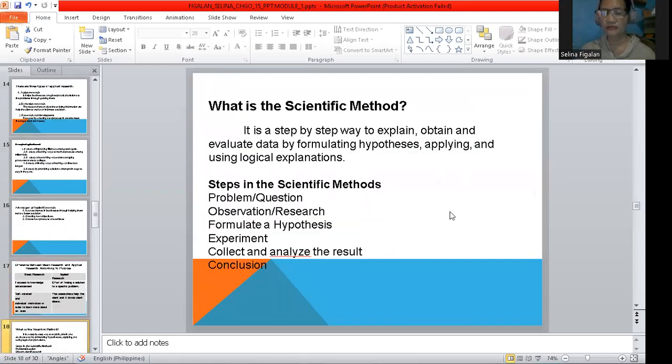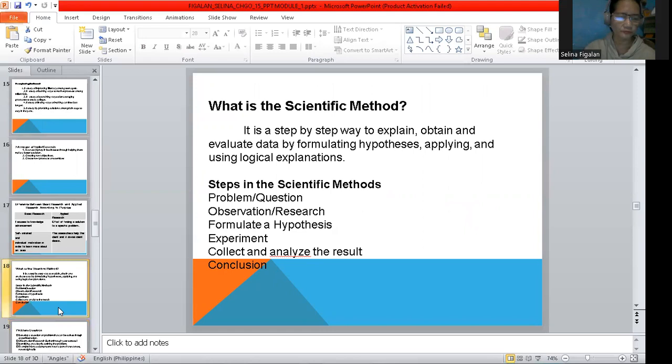What is a scientific method? So when you say a scientific method, it is a step-by-step way to explain. Okay, isa-isa, dahan-dahan. Obtain and evaluate data. That is the reason why may steps dito ang scientific method. So these are the problem or question, observation and research, formulate a hypothesis, experiment, collect and analyze the data, and then the conclusion.